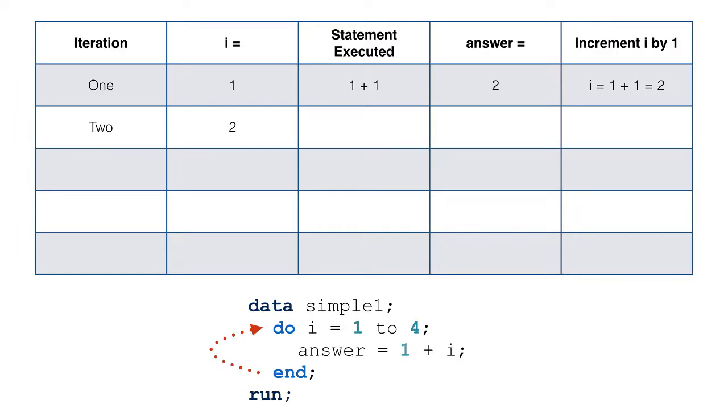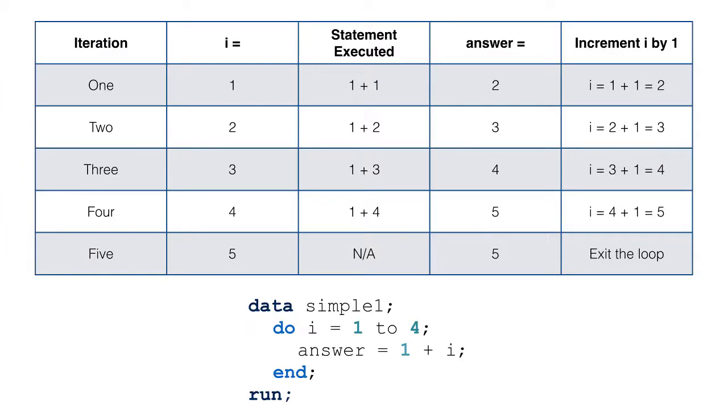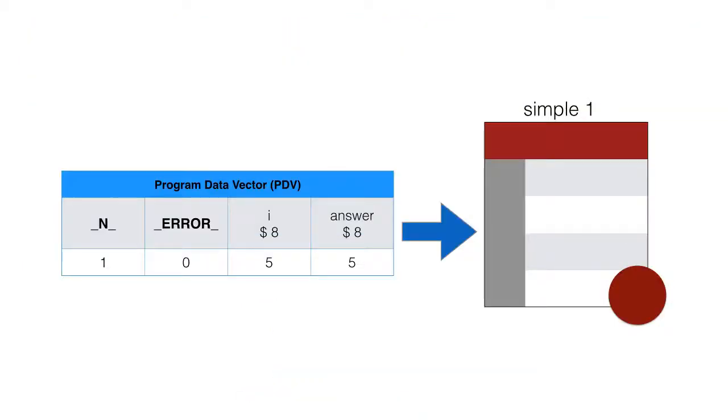The do loop continues until I takes on a value outside the range provided in the do statement, in this case 4. So in the fifth iteration, SAS recognizes that I equals 5, which is outside the range you provided, and exits the loop without executing the statement again, leaving the value of answer at 5. By default, SAS automatically outputs the results of a data step from the PDV to a SAS dataset once it reaches the end of the data step. In this case, SAS automatically outputs the value of I and answer at the end of the data step, so 5 and 5. But what if you want to see the results of every iteration of the do loop, not just the final iteration?